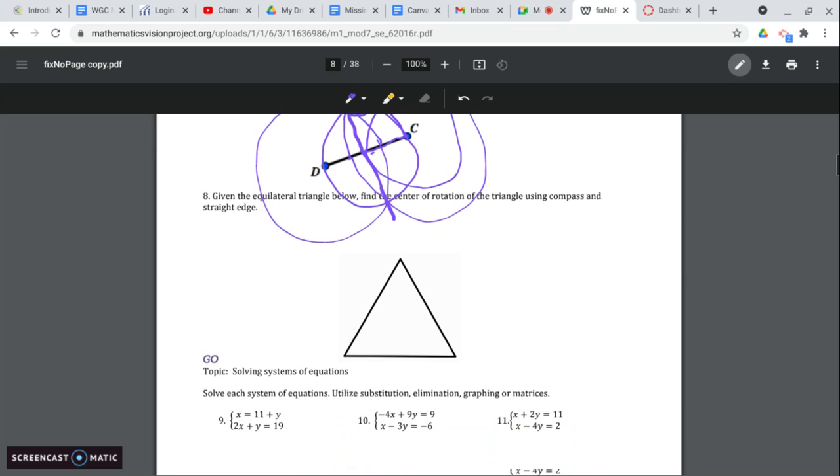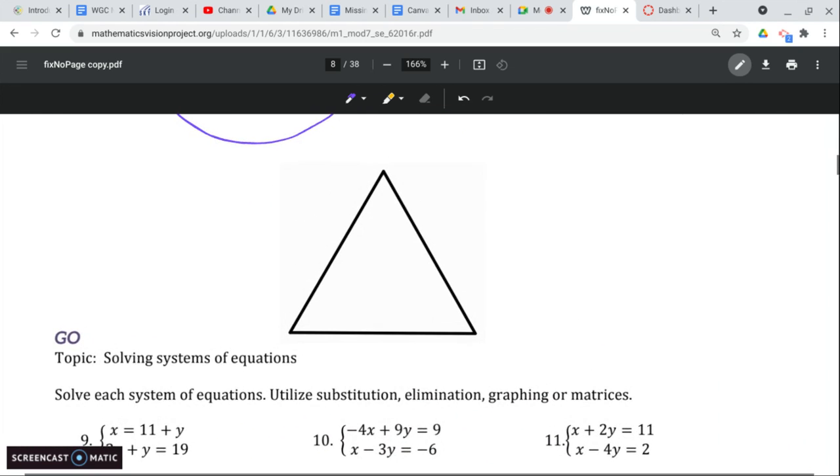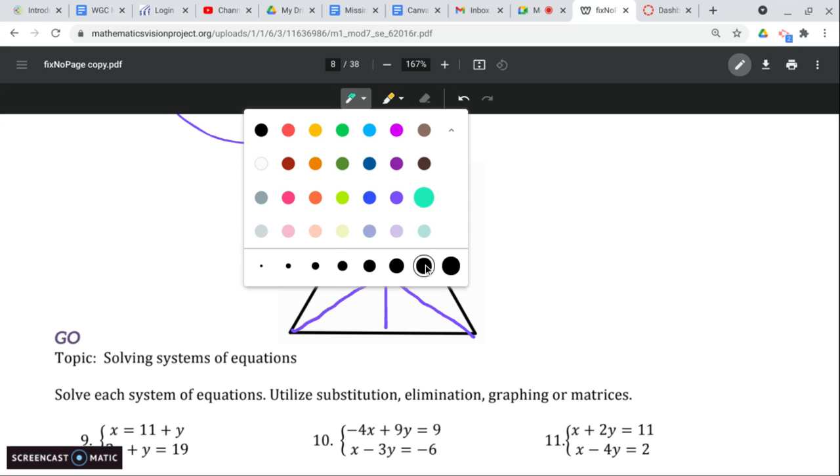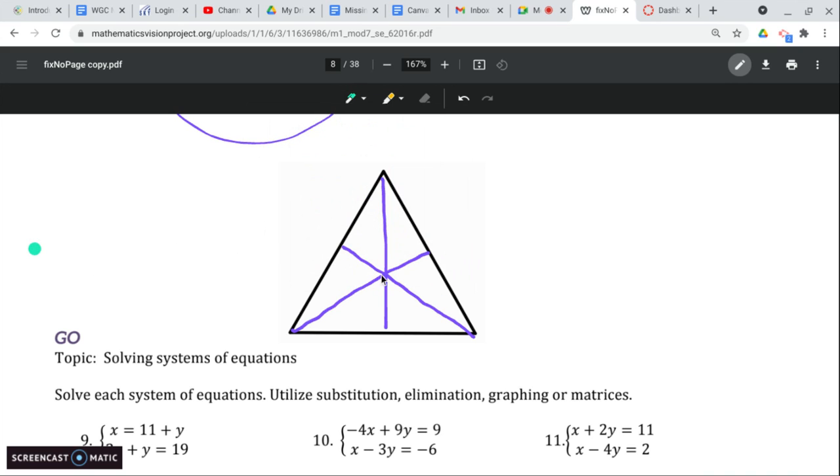So bisecting the triangle just means that we're going to go from the angle or the vertex straight to the middle of the other side. We're going to do the same thing here and here. So we find halfway between, and so this point here in the center, that is going to be our center of rotation. So our center of rotation is this point right here.